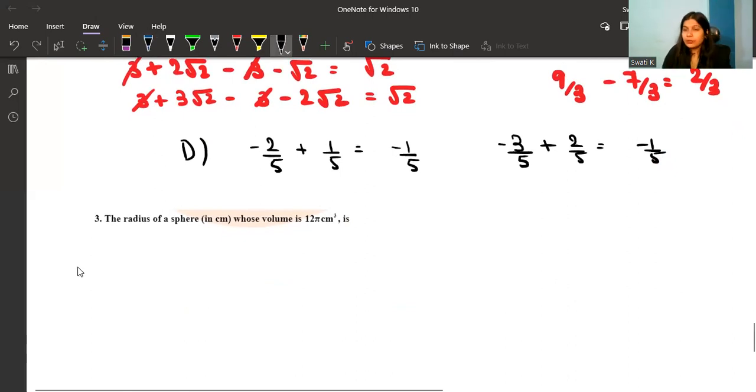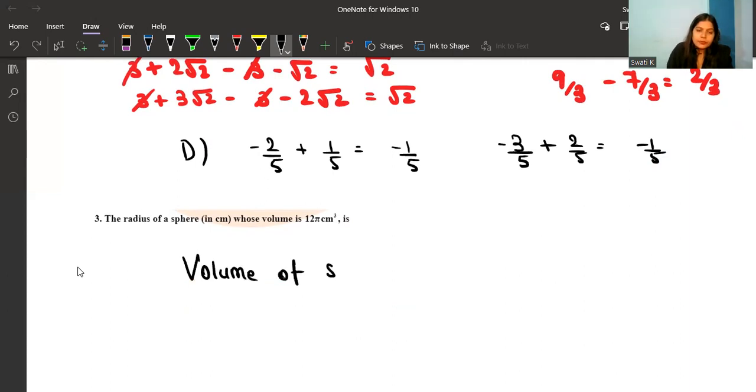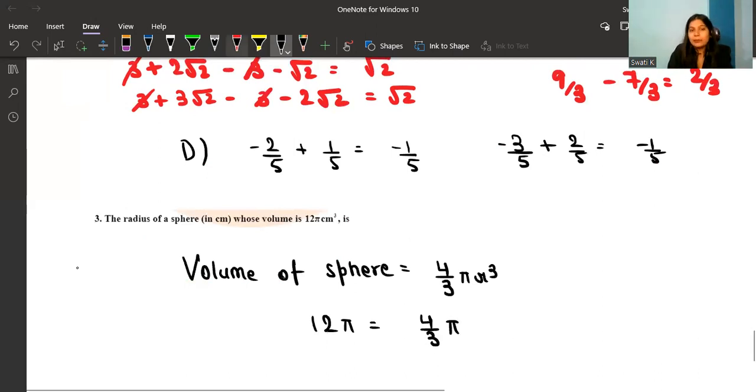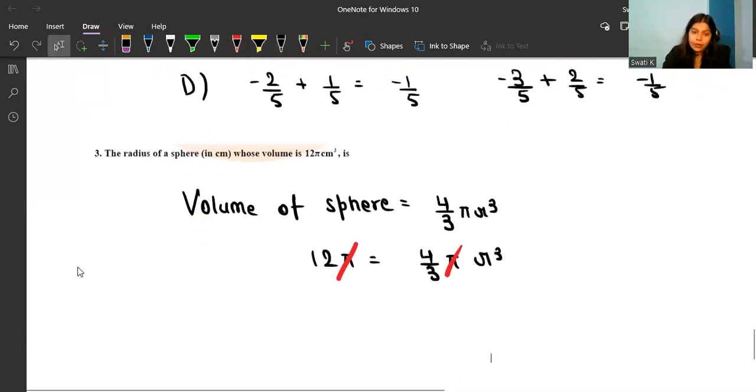So here we are talking about the sphere, right? So first of all, you should know what the volume of a sphere is. The volume of a sphere formula is 4 by 3 pi r cube. Now here the volume of the sphere is given. That means 12 pi is equal to 4 by 3 pi r cube. Of course, as you see, pi and pi will get cancelled, and then r cube as it is. Now what do we have to find here? We have to find out the value of r only.